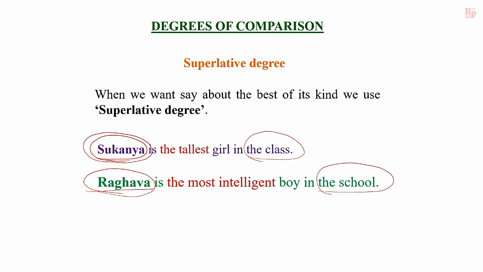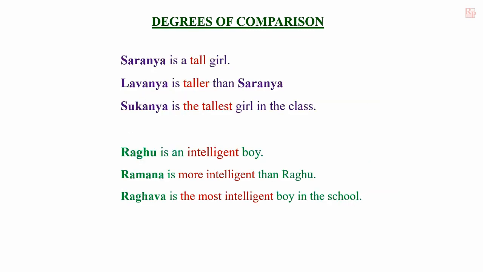Even though we are using only a single subject here, we are saying the best of its kind of the entire class or entire school. We are using a superlative form of adjective. Look at the sentences once again. Here we are saying about only one person, Saranya. That's why we are using the positive degree of adjective. Here we are saying about two persons, that is Lavanya and Saranya. And so we are comparing these two persons and are using taller by adding er to the adjective.